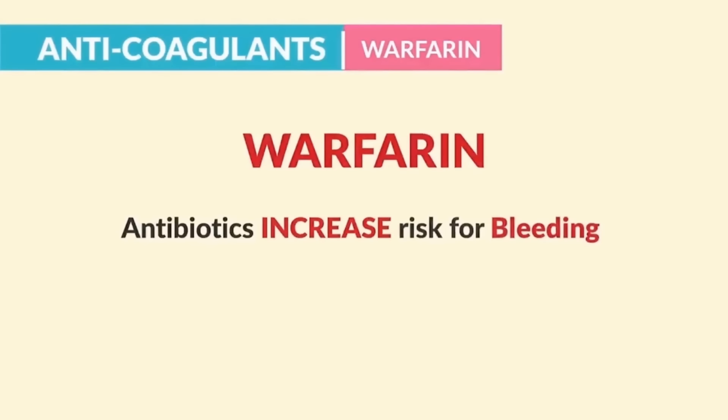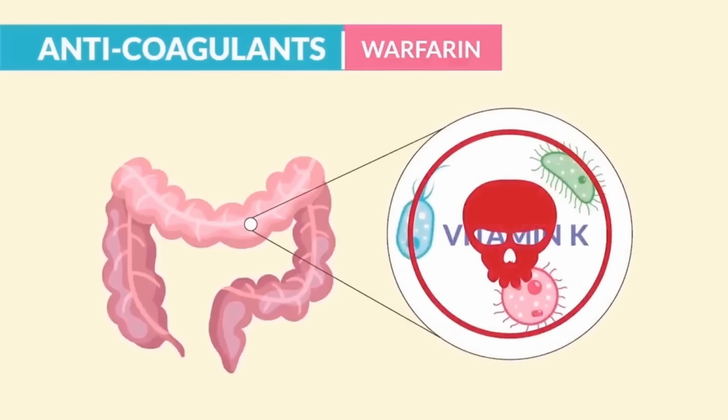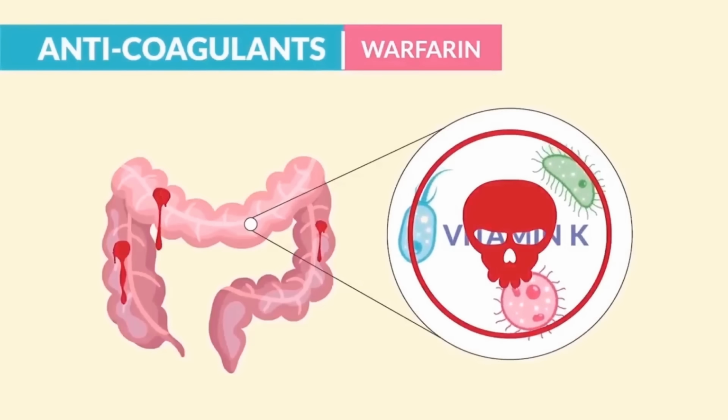Now, a side note, that's a nice to know. Antibiotics actually increase the risk for bleeding by increasing INR. This is because antibiotics kill the intestinal bacteria that produce vitamin K. And we end up with a vitamin K deficiency, which increases our risk of bleeding.